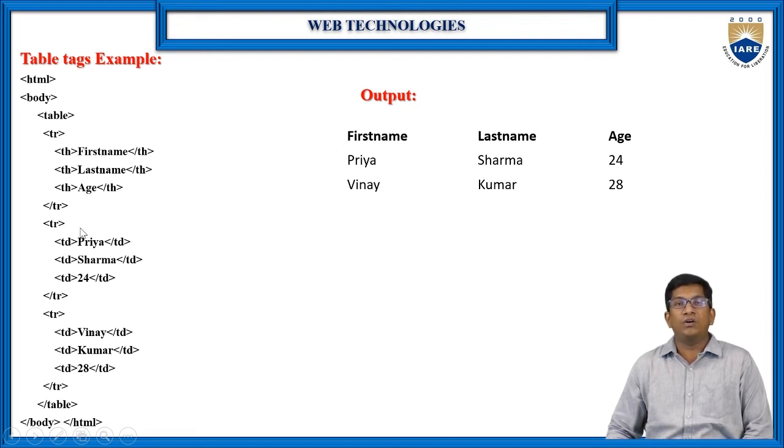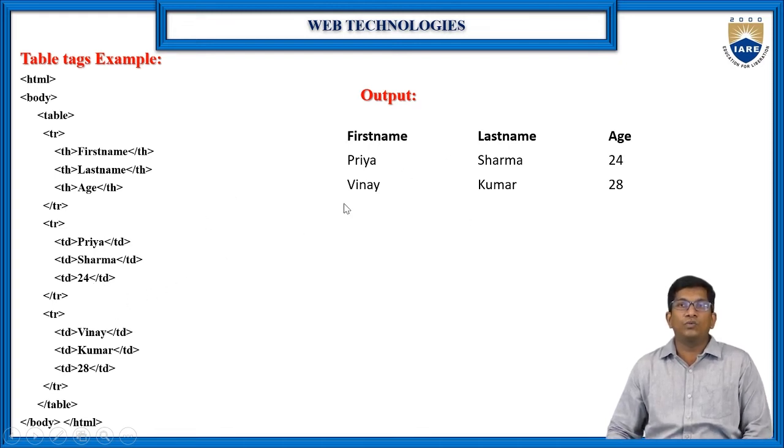Coming to the second row onwards, we'll store the actual data, right? Here you have to use the td element. Start with td and end with td. In between that, you have to store information. For example, td Priya and end with /td. And the last name is Sharma: td, in between that, write Sharma. So the first name is Priya, the last name is Sharma, and age is 24. So the first row is created.